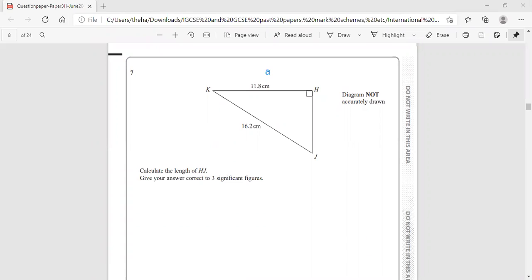So C is the hypotenuse, and then we're going to have B here. So I'm just labeling the sides A, B, and C. Calculate the length HJ. Give your answer correct to 3 significant figures. So Pythagoras' theorem is a squared plus b squared equals c squared.